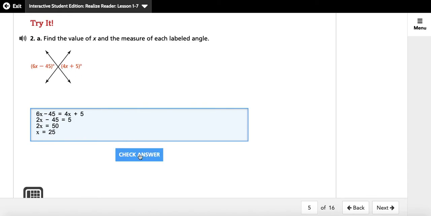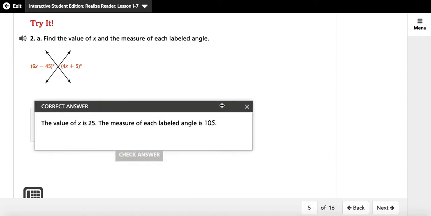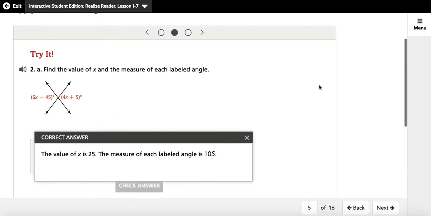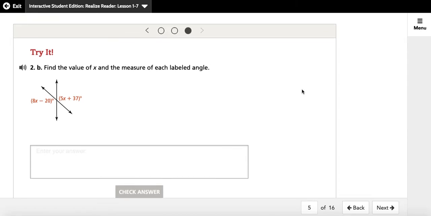Let's see what the answer was. X is 25. The measure of each labeled angle is 105. Nice. And that, whoops, that was a try it. That was one that you were supposed to go on your own and not have me go through it. Darn it. That's okay. This one you can enjoy on your own. Same thing, a similar type problem. So click pause, do it, and then hit play.